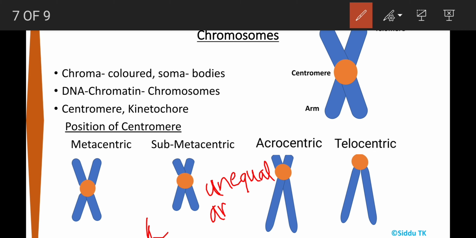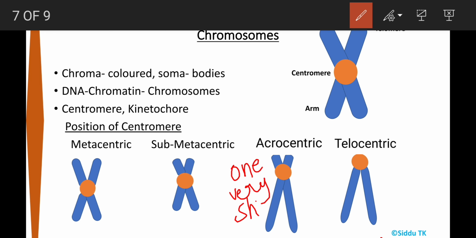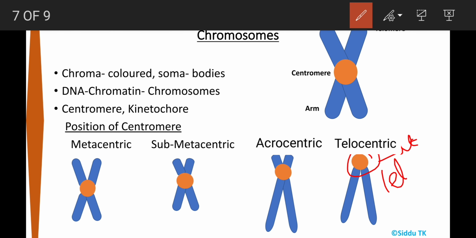The chromosomes with the centromere present near one of the arms are called submetacentric. The lengths of the arms are not equal in the submetacentric chromosome. If the centromere is present extremely towards one end of the chromosome, then that chromosome is called acrocentric. In some chromosomes, the centromere will be present at one of the ends of the chromosome. Then that chromosome is called telocentric.